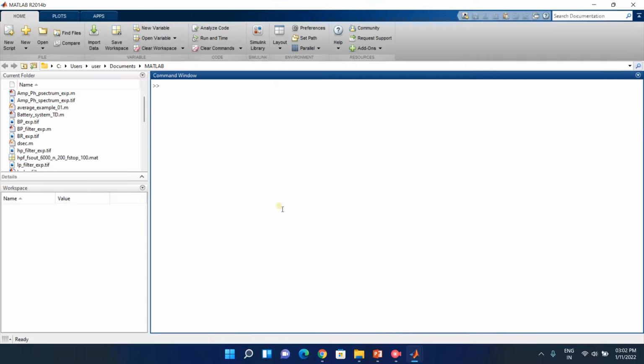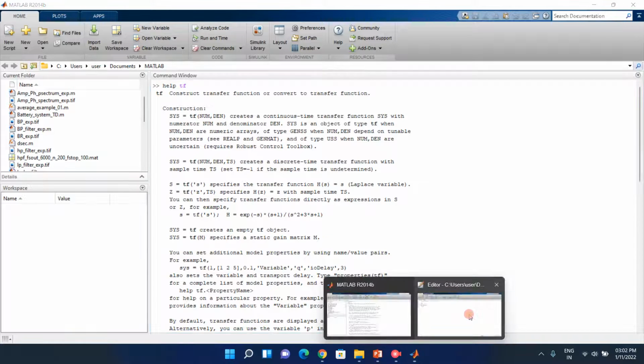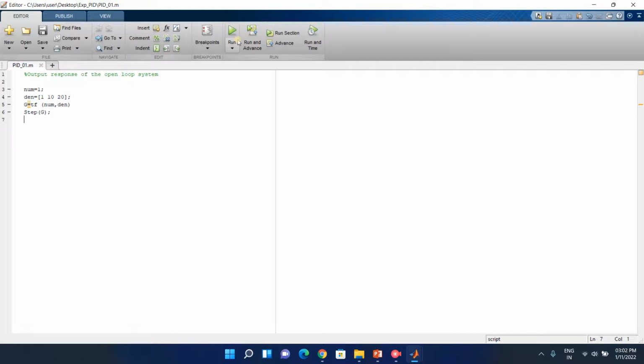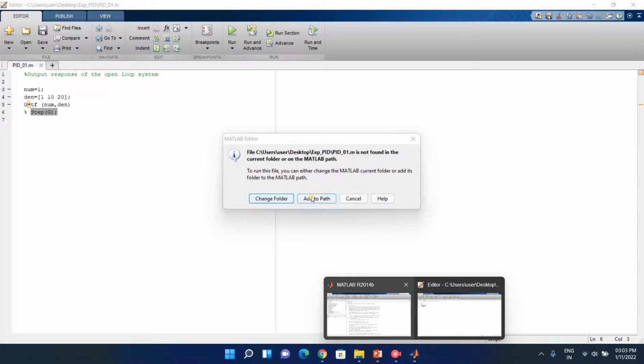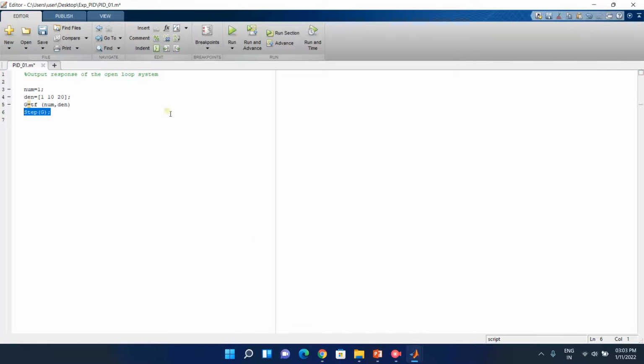A name should be given in such a way that it does not clash with a function, because we know that there are some command functions. Suppose TF, help TF. TF is a function of Matlab. If you name any M file TF, what will happen? It will clash with it, so it will create some error. That is not good for Matlab. Now what I'm doing is writing the transfer function over here. So the transfer function I will get in this way in the output: 1 by s square plus 10s plus 20.